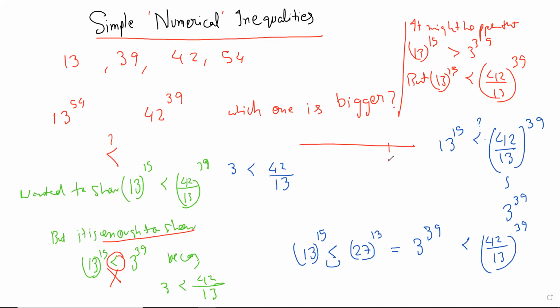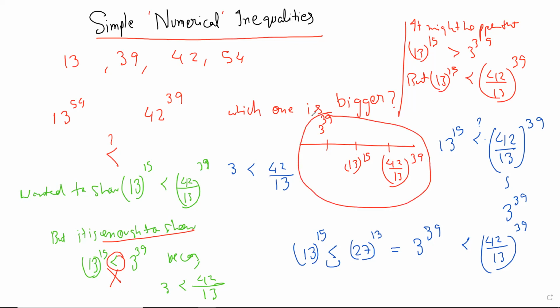On the number line, to the power 39, it might have happened that 13 to the power 15 is kind of in between. We were lucky that it is not, and so our proof worked. And usually this method works, this kind of approximation works. If this would have happened, though it does not happen, then our method would not have worked.